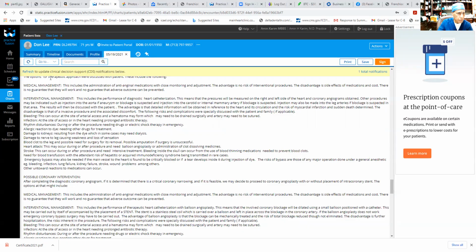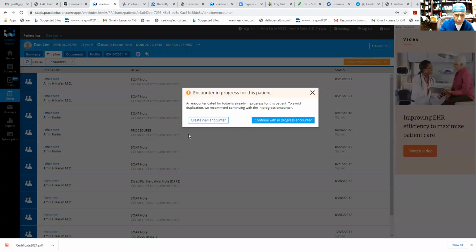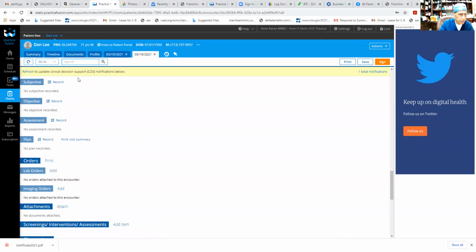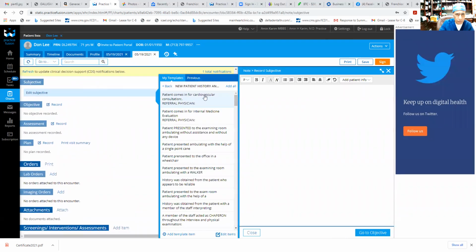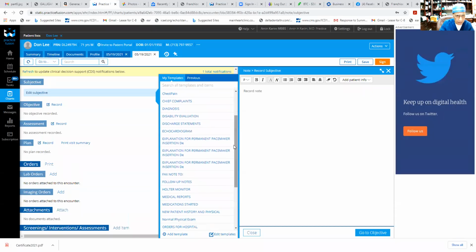So now let's go to the timeline. It shows you all the different notes that you have put in there, and if you want to create a new note, you go to new patient encounter. Now I'll do the follow-up. Follow-up is also very easy now since you know the basics. New follow-up, and you say that you want to create a new encounter, and you go again to this subjective record. Now instead of going into this, you go back, and now you're going to select the follow-up notes.